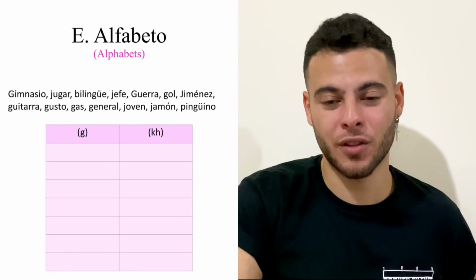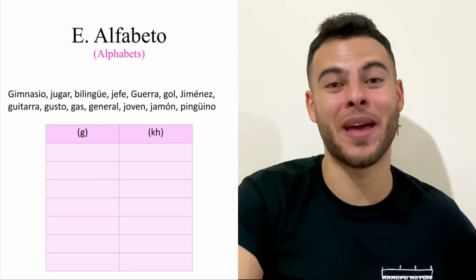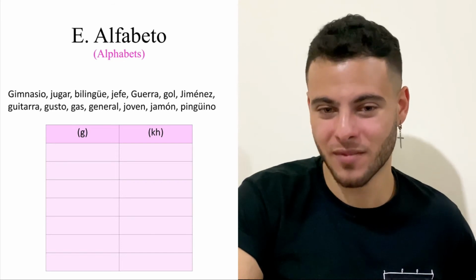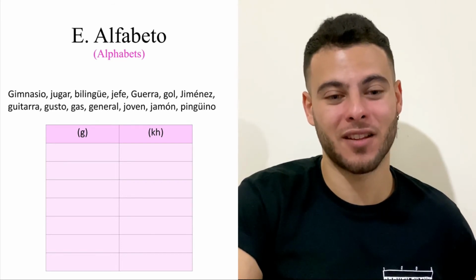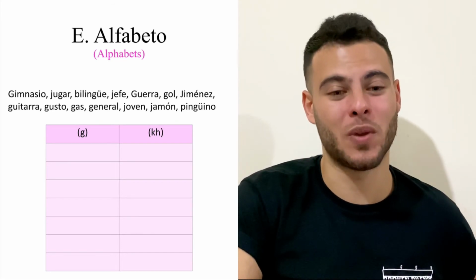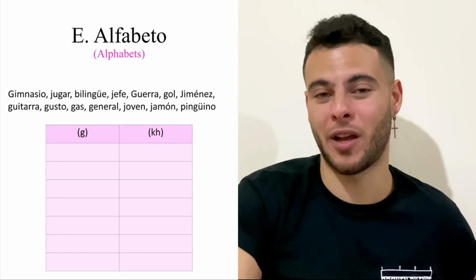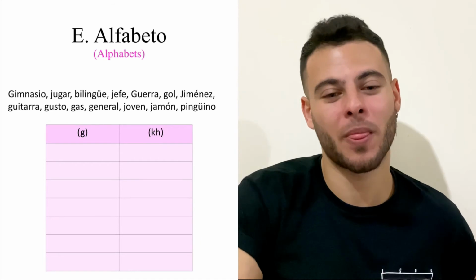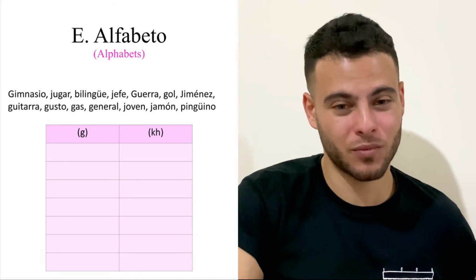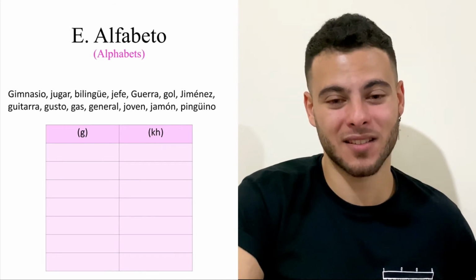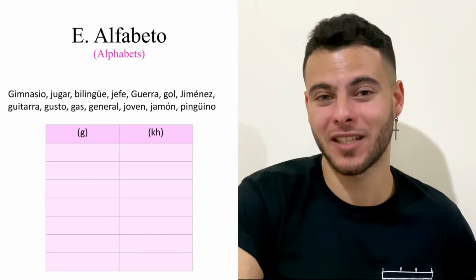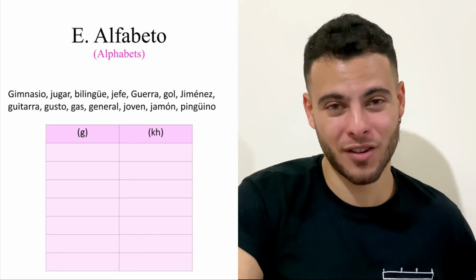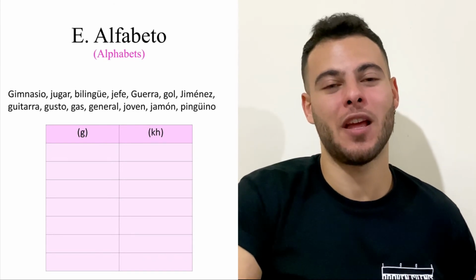The next one is Jiménez. Then guitarra, same as guerra. We have a U, but because we have an I sound, it's pronounced a G. So it's guitarra, gusto, gas, general, joven, jamón, pingüino. Now let's see.